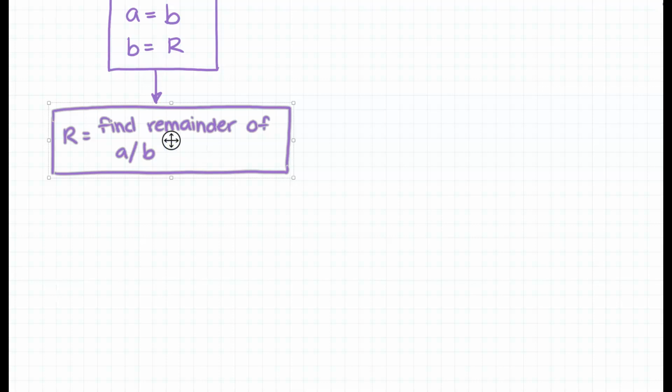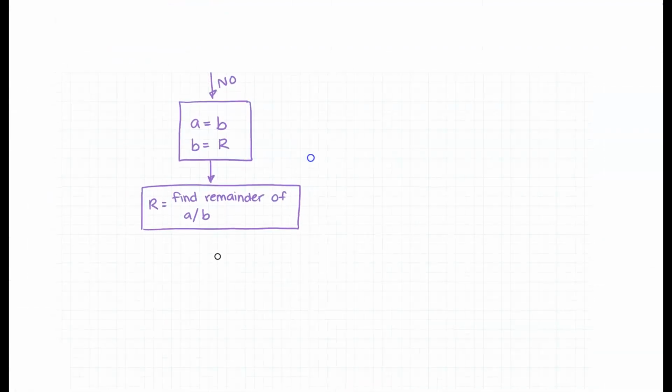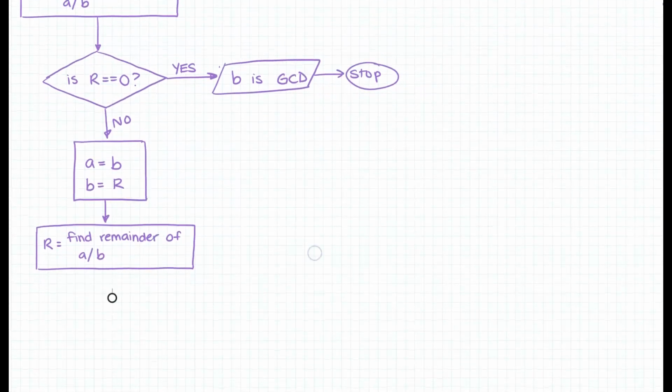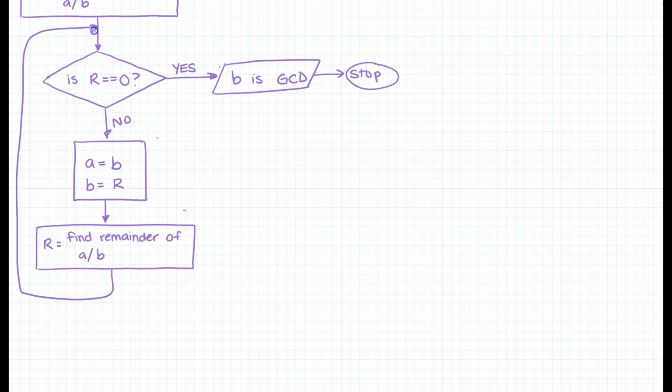Where we find the remainder of A divided by B, and then we ask the question, is R equal to 0? And because we're going to keep repeating basically this and then this again and again until it's equal to 0, this is where we end up with a loop. So we can loop back to here to ask, or even we could go in here, is R equal to 0?